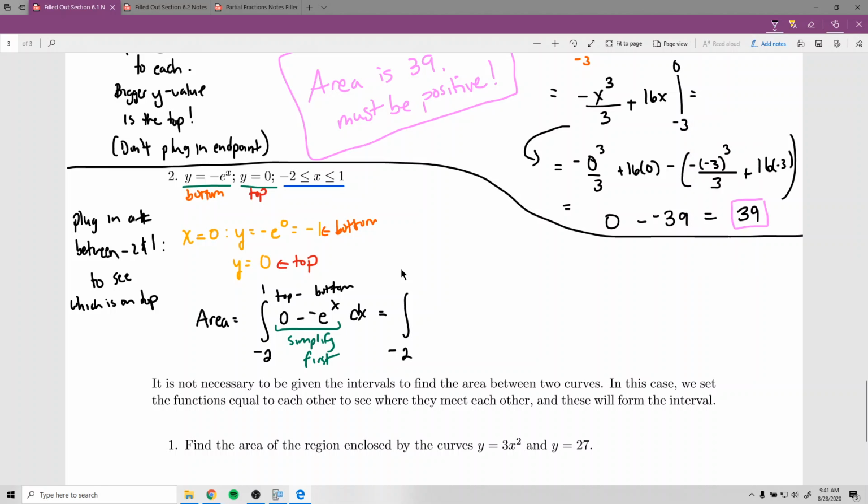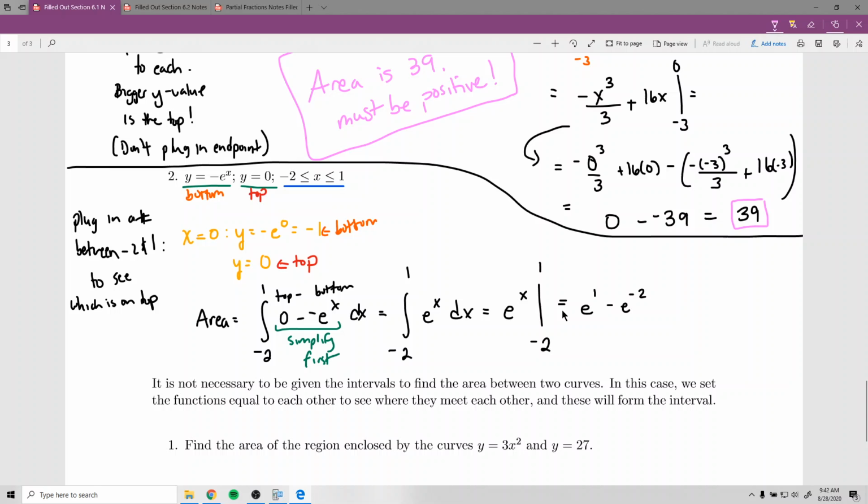So we got the integral from -2 to 1. The double minus becomes a plus, and the 0 is nothing. So the inside is actually just e to the x dx. When we integrate e to the x, we get itself. So we integrate that. We have our evaluation bar from -2 to 1. Then we do the top, plug in the top, minus the bottom. We got e to the 1 minus e to the -2.